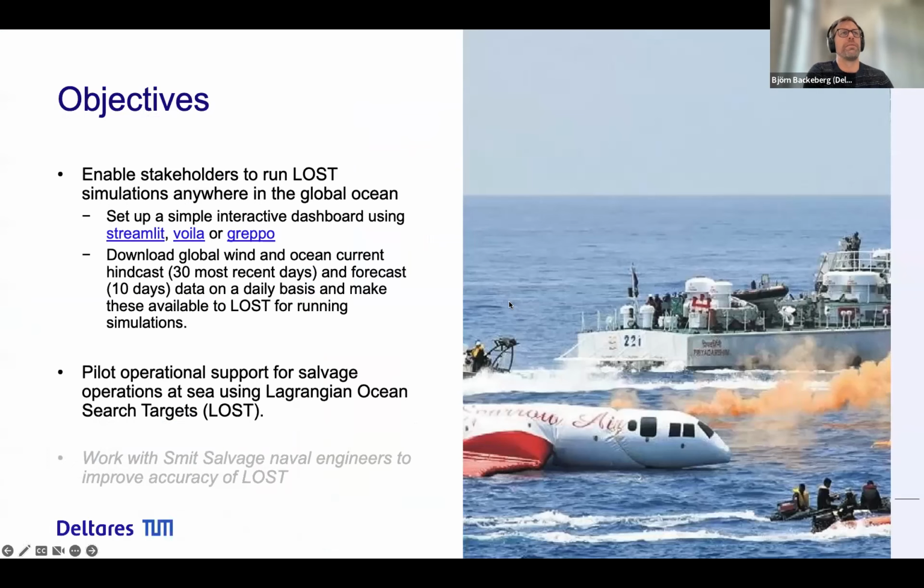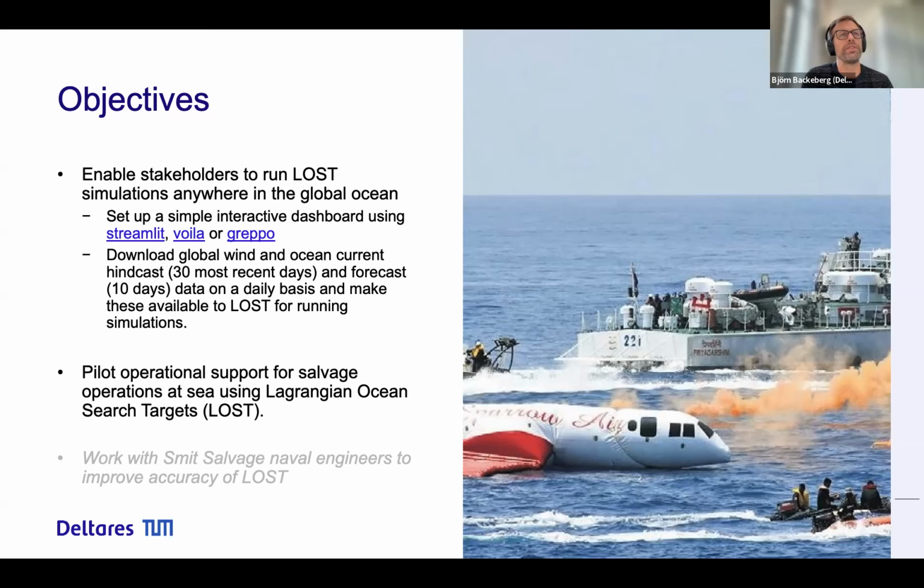So in the context of Seascale, our objective is to enable our stakeholders to run these particle tracking simulations anywhere in the global ocean. To do that, we're working towards setting up a simple interactive dashboard, combining, for example, Jupyter notebooks with something like Voila, or alternatively going for data APIs like Streamlit and Greppo to enable user interactivity. Part of the Seascale activity will be to make the global wind and ocean hindcast and forecast data available on a daily basis, so you can run these simulations anywhere in the global ocean.